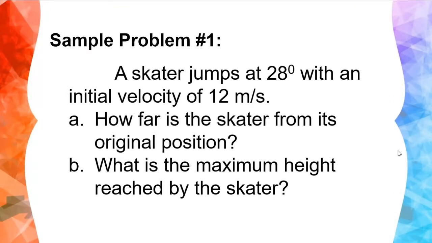Sample problem number 1. A skater jumps at 28 degrees with an initial velocity of 12 meters per second. Letter A. How far is the skater from its original position? And letter B. What is the maximum height reached by the skater? So, let's proceed with our whiteboard.